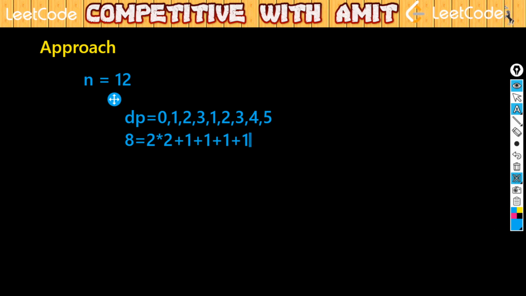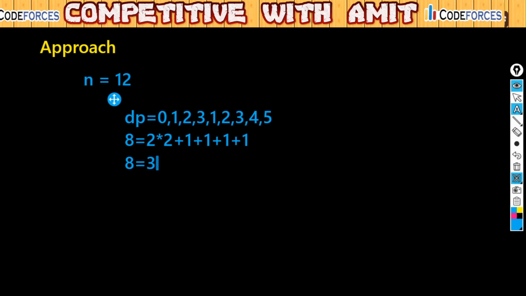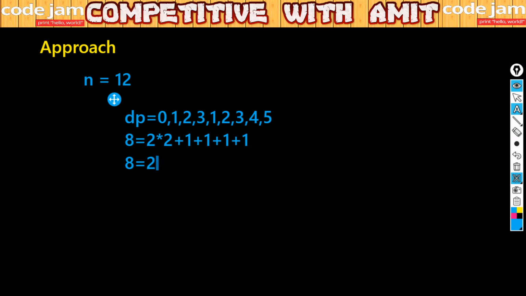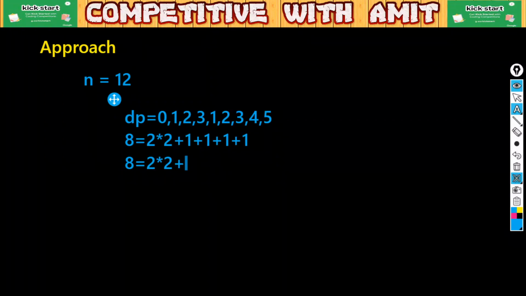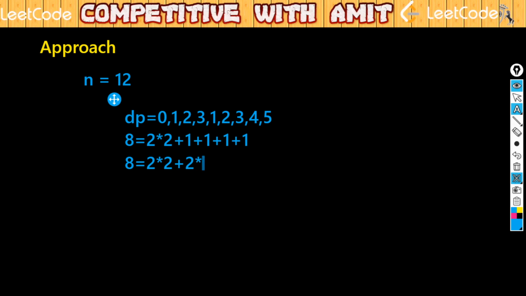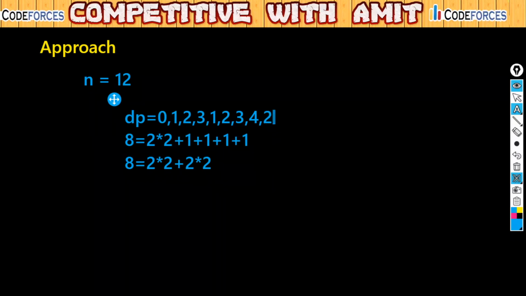So first of all we will try to make it from 1 only. So how will we make it from 1? We can make it by 3 into 3, but it is 9, so we will not use this. So first we know that we have to use this. Now by replacing these 4s we can make it 2 into 2. So now it is using 2 numbers only, so we will make it 2.